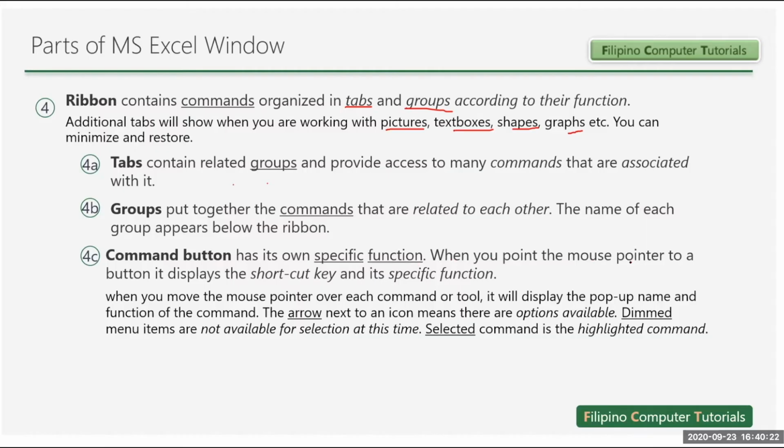When you point the mouse pointer to a button, it displays the shortcut key and its specific function. Yes. When you move the mouse pointer over each command or tool, it will display the pop-up name and function of the command. The arrow next to an icon means there are options available. Dim menu items are not available for selection at this time. So, selected command is the highlighted command. Tingnan natin.